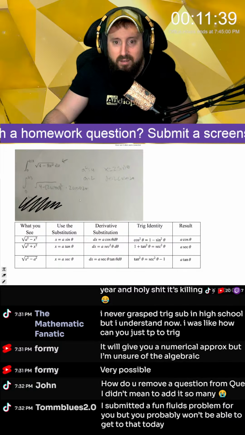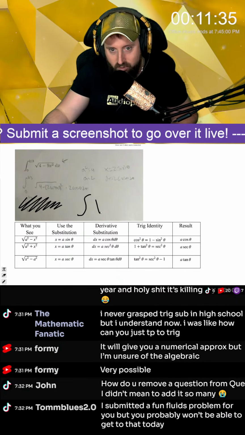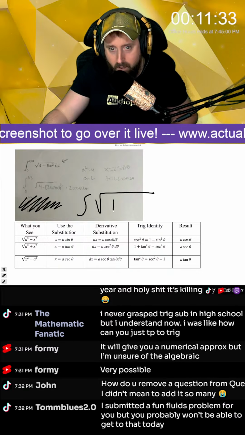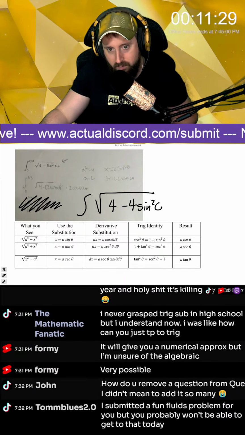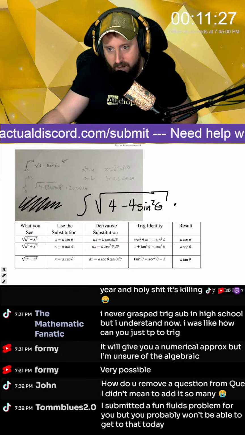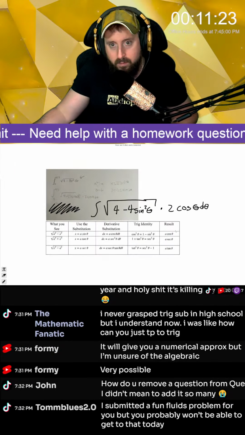Okay. So this is the integral. So watch this. This is square root of 4 minus 4 sine squared theta. And then we have times 2 cosine theta d theta, right, Dom?